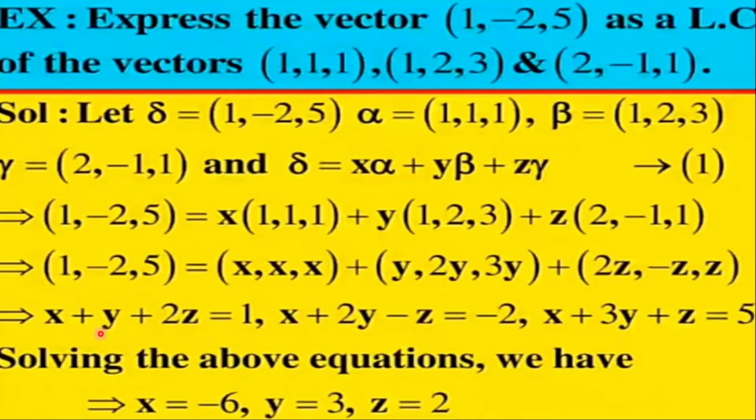Now equating, we get x plus y plus 2z equal to 1, x plus 2y minus z equal to minus 2, x plus 3y plus z equal to 5. On solving the above equations, we have x equal to minus 3, y equal to 3, z equal to 2.